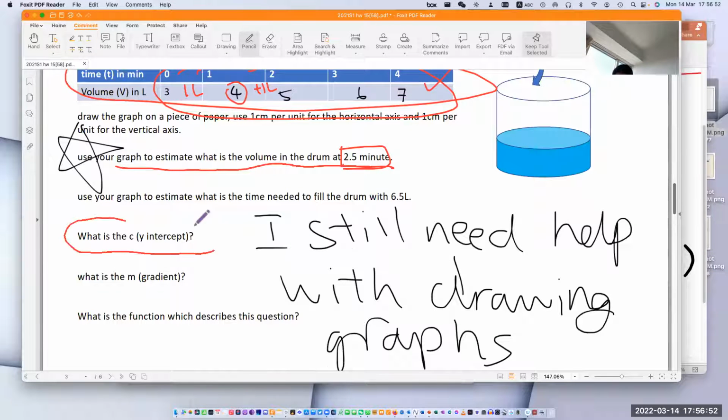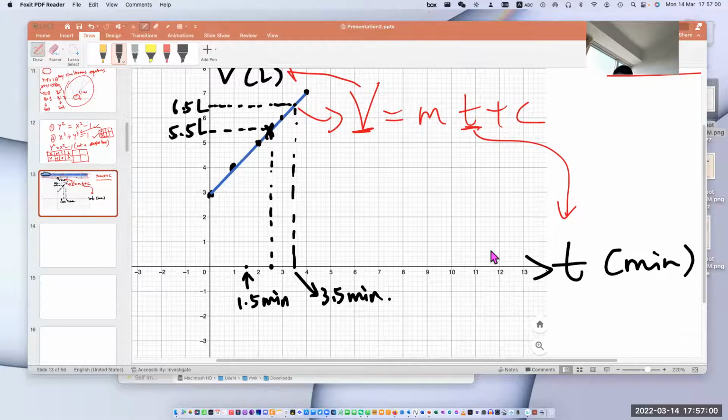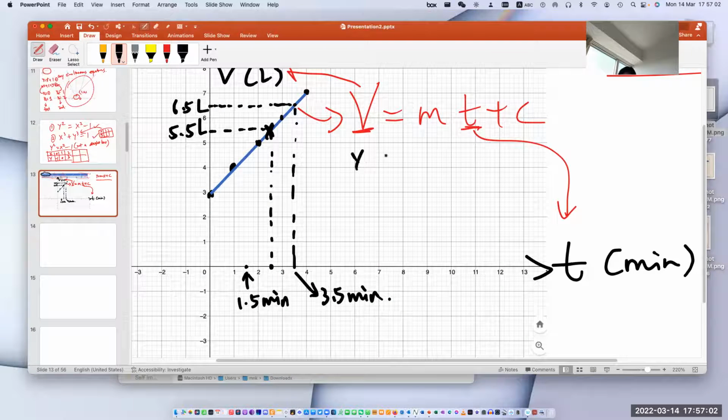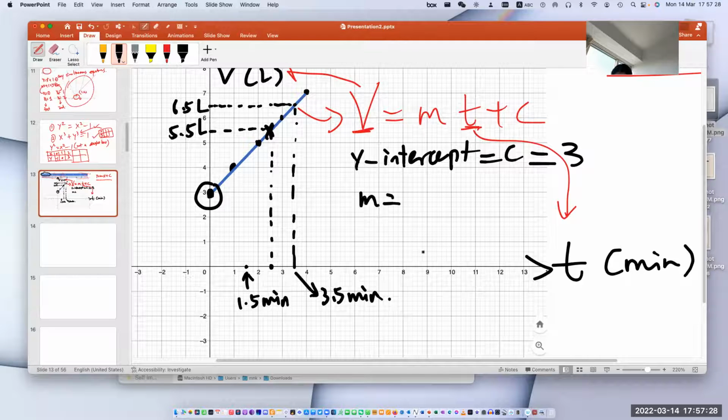Oh, they ask you what's the y-intercept in this case. They ask you what's the gradient. Simple. So how do you get the y-intercept? So like I say just now, y-intercept is c. C is the value where it intercepts the y-axis, or the vertical axis in this case. Okay. So this point is y equals to 3. So c is equal to 3.